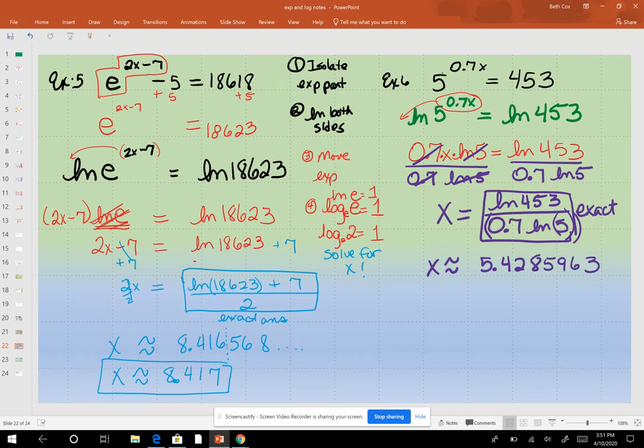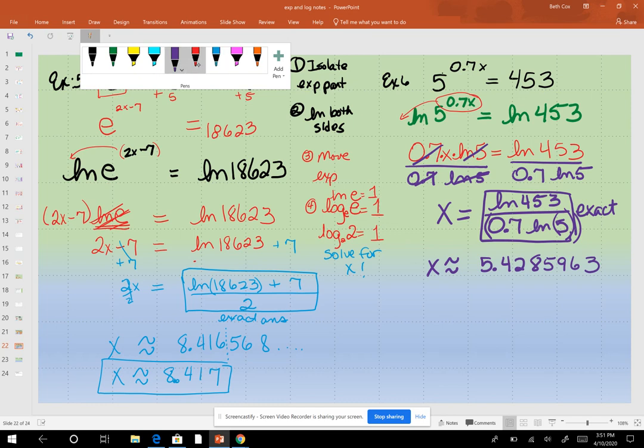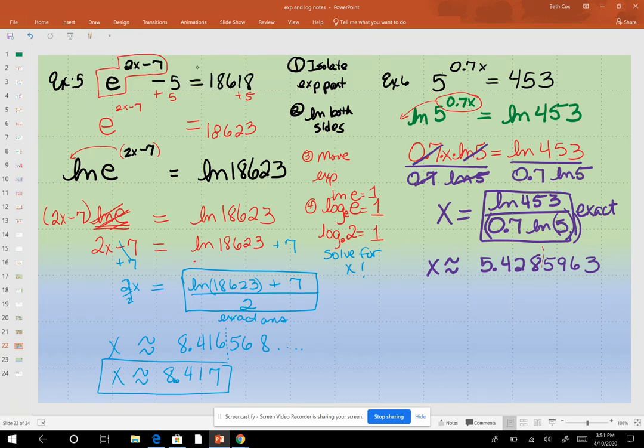And so I have 5.4285963. And so again, depending on what you've been asked to round to, will depend on what you do. Let's do 3 again. So this will be 5.429. I'm asked to do 3 places. Okie dokie. Getting tougher and tougher. Use that calculator. It'll help.